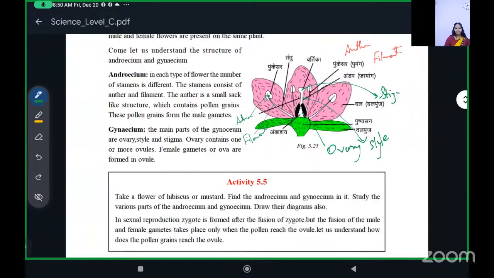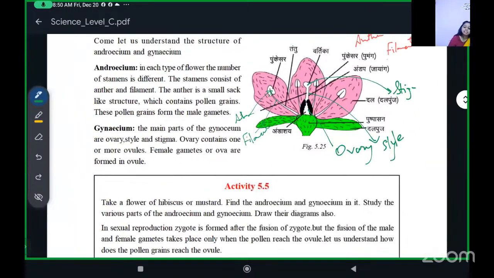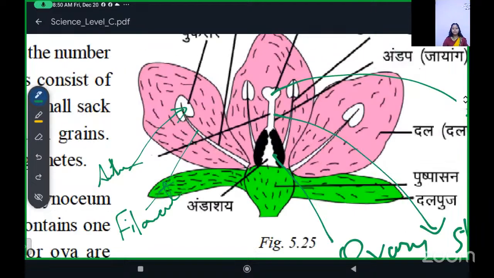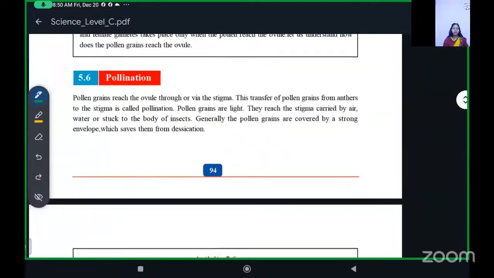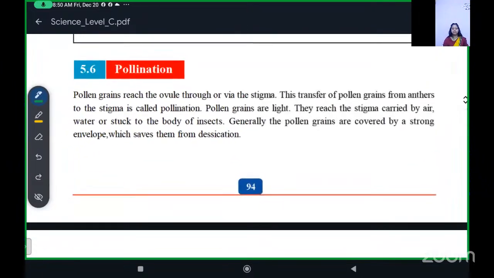So, androecium and gynoecium. The ovary contains one or more ovules. Female gametes or ova are formed in this ovule, the center part. Now, pollination.